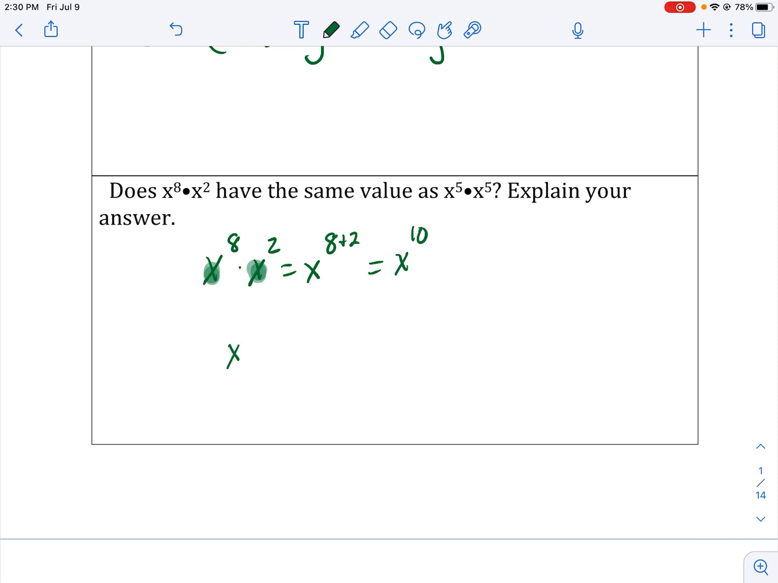Now here I have x to the 5th times x to the 5th. Again, I've got like bases, and when I multiply like bases, I can add my exponents, which gives me x to the 10th. So yes, they do have the exact same value, because when we simplify them, they both give us x to the 10th, because when we multiply like bases, you add your exponents. Let's write that down.